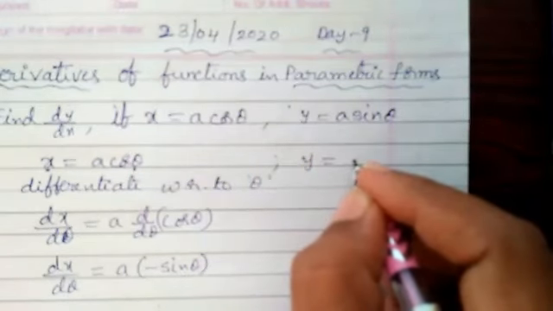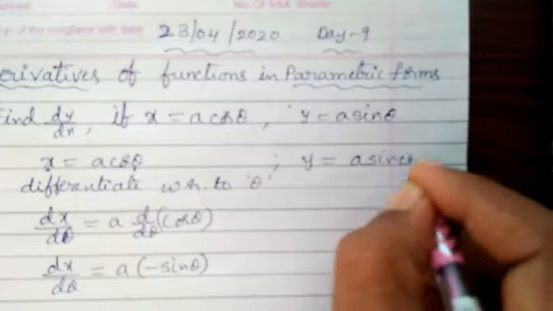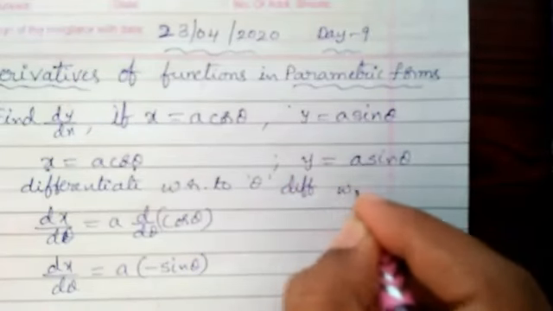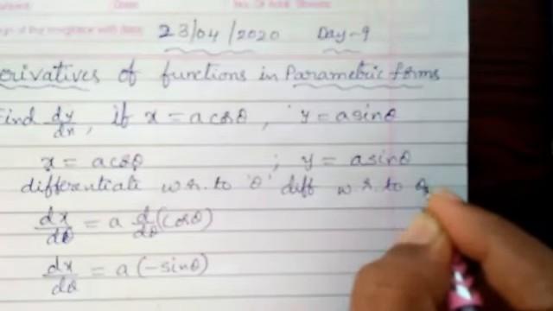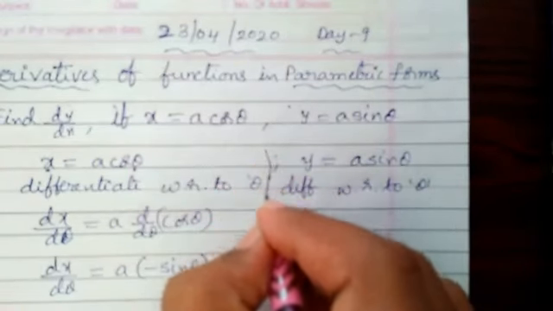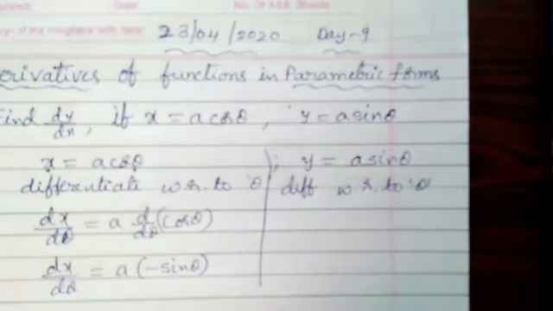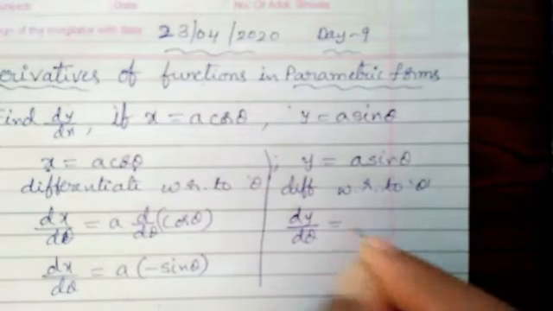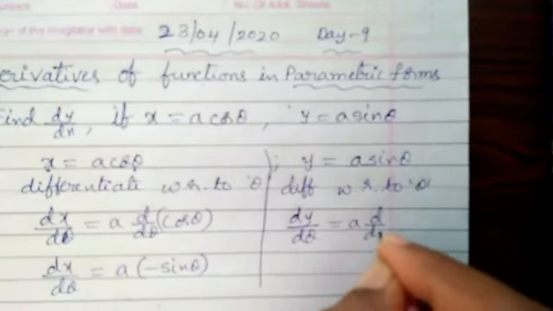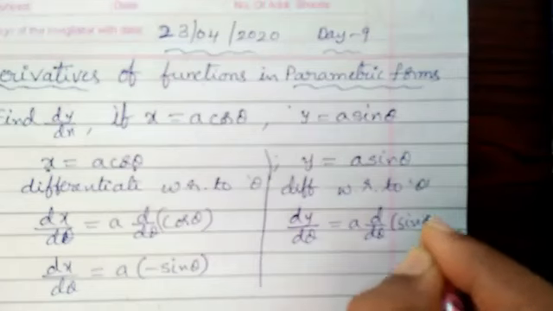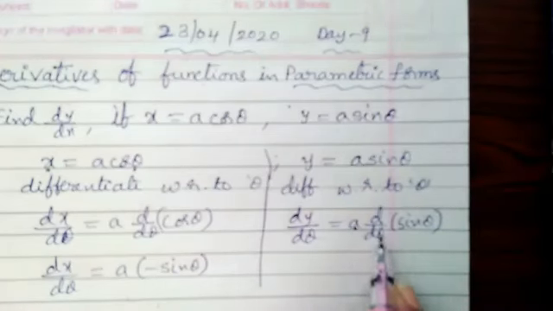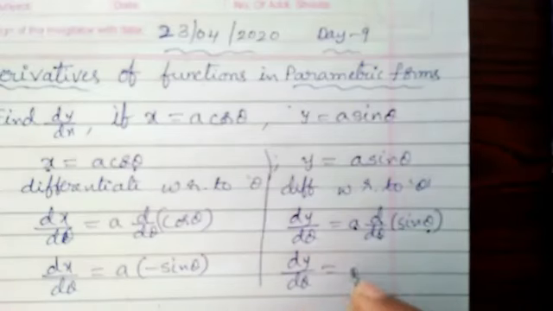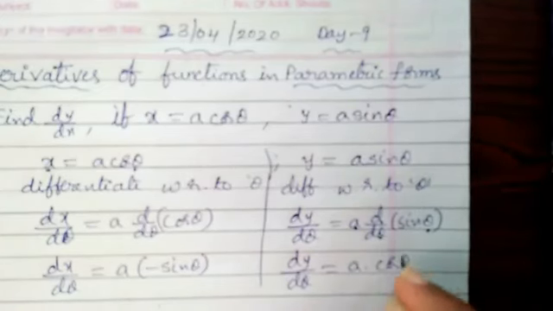Y is equal to a sin theta. Differentiate with respect to theta. For understanding purposes, guys, differentiate with respect to theta. Dy by d theta is equal to a into d by d theta of sin theta. Dy by d theta is equal to a into cos theta.